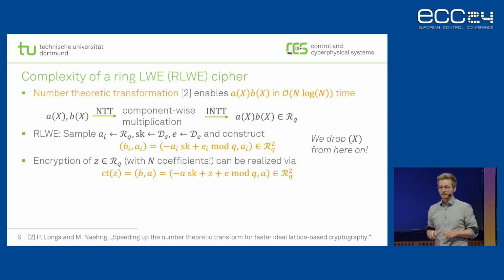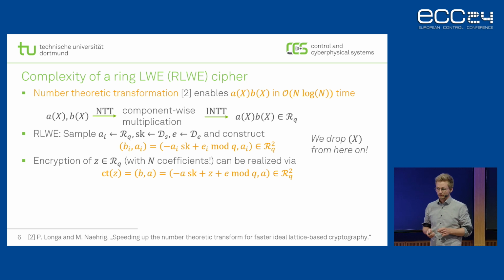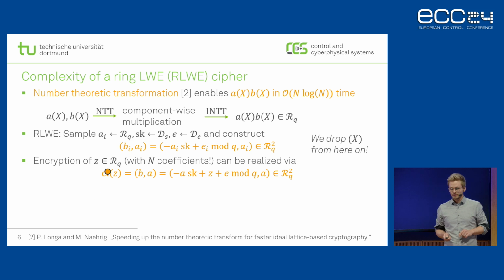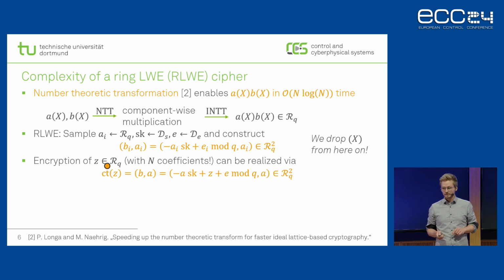So everything that you see here is a polynomial, but we do not explicitly use the f(x) notation in the following. And if we encrypt the message, then we take the message from the set R_q. It has n coefficients, because the polynomial has this many coefficients. And we can encrypt it as we did before.